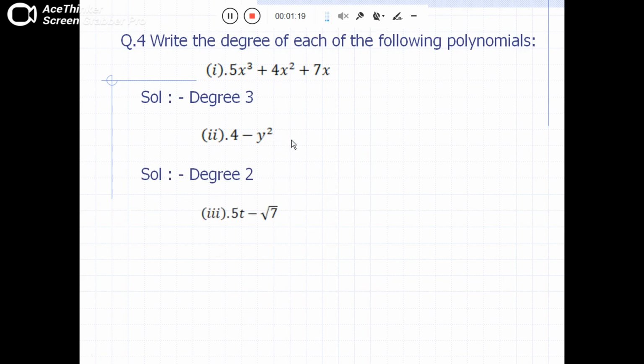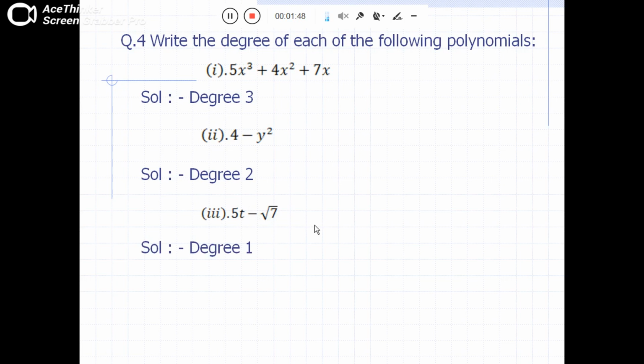See the next part. Third part is pi t minus root 7. In this, what is the variable? Variable is t. So what will be the degree of this polynomial? As only t is given and there is no exponent, what exponent will you consider? So t means t raised to 1, it means its degree is 1.